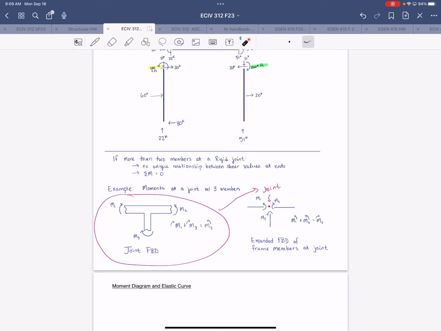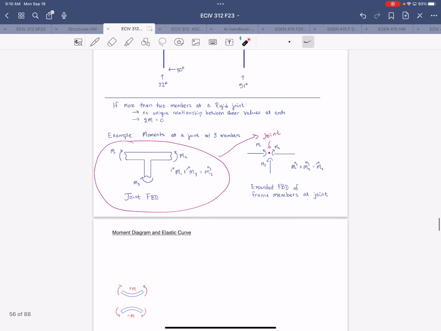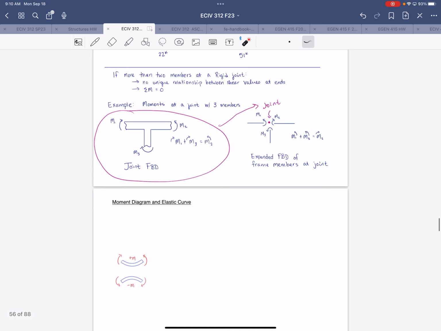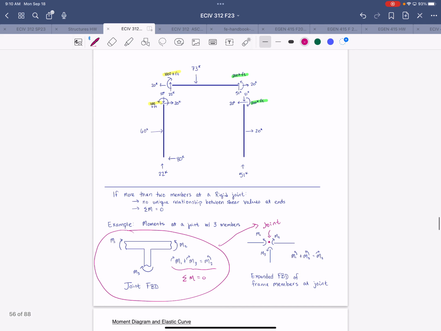And another way to think about writing the equation sum of moments is equal to 0 is shown here. You can also think about that as the sum of the counterclockwise moments is equal to the sum of the clockwise moments, right? So that's the same thing. So just a couple comments there to help you keep track of all of these things, right? All right, questions? Okay.